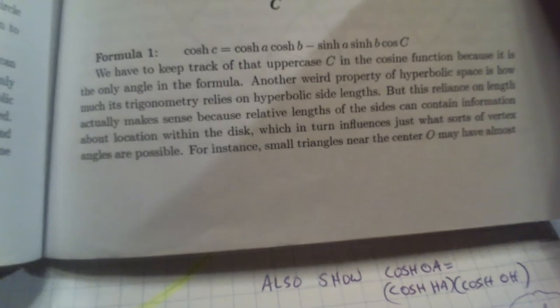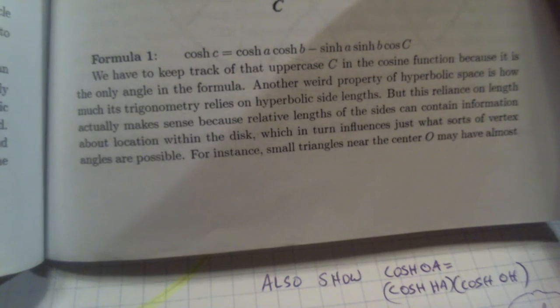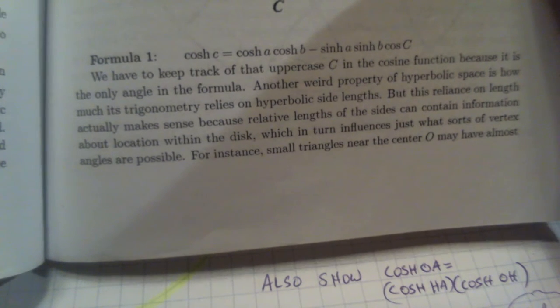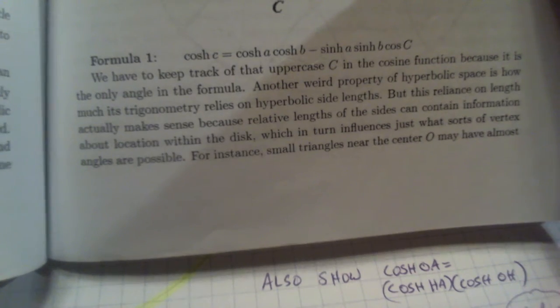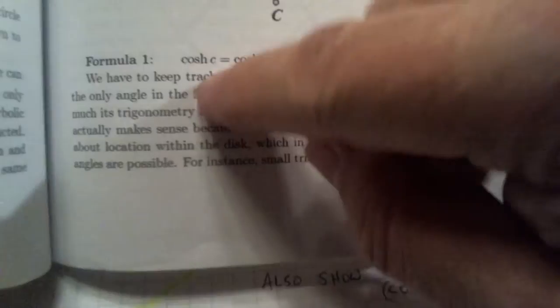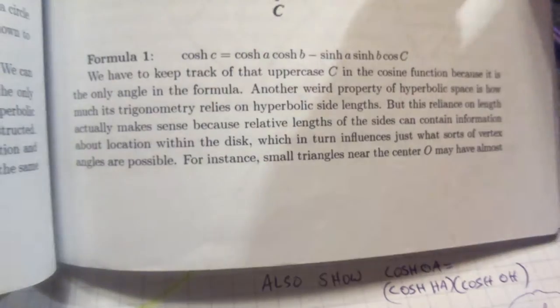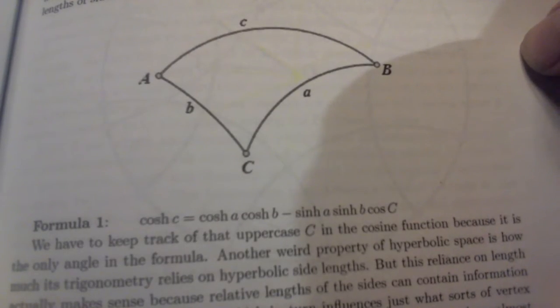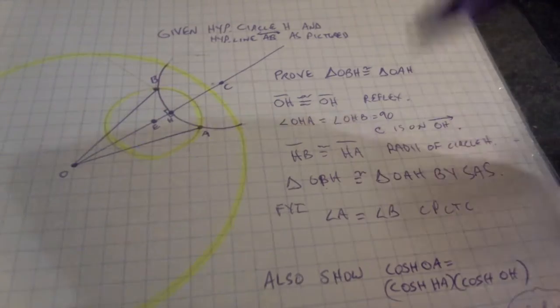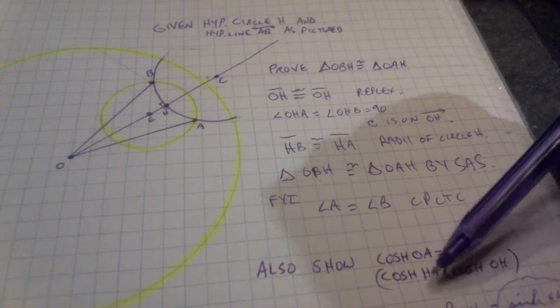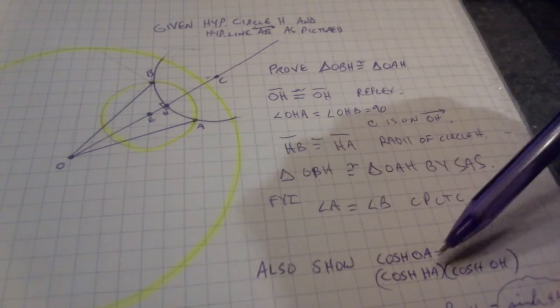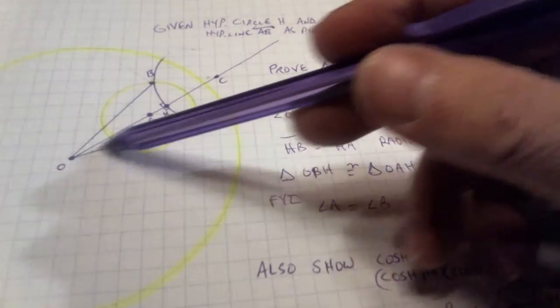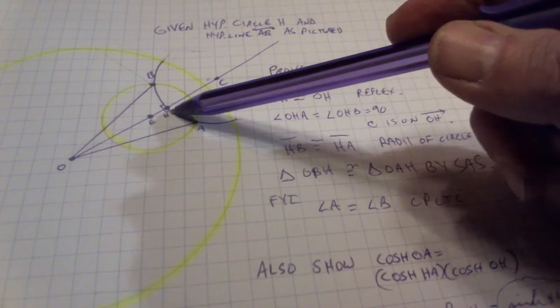this formula right there. It says cosh c equals cosh a, cosh b, minus sinh a, sinh b, cosine C, where C is the angle opposite the side. So I have the angle C opposite the side c. Angle C, big letter, side c, little letter. Well, that's what we have. I have, in this problem, cosh OA. OA is this side, and opposite that is a 90-degree angle.